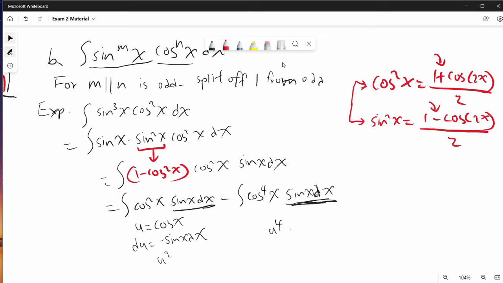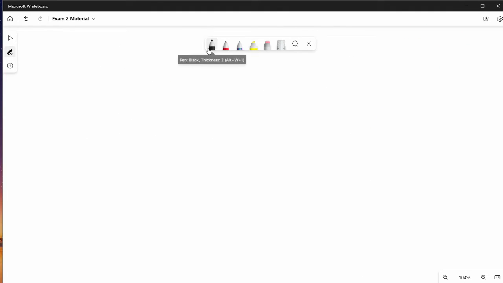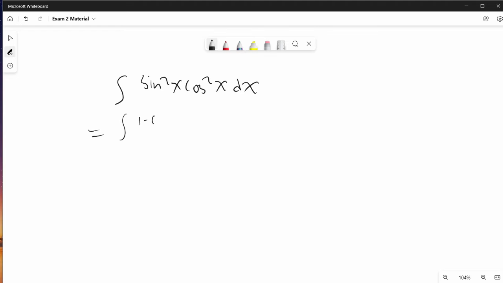So let's go through an example. Let's say we have sine squared x cosine squared x. Both the powers are even. So what we can do is replace the sine squared x with 1 minus cosine 2x over 2, times 1 plus cosine 2x over 2.